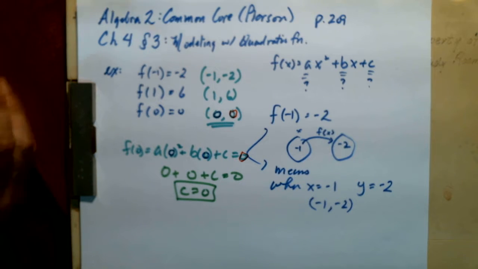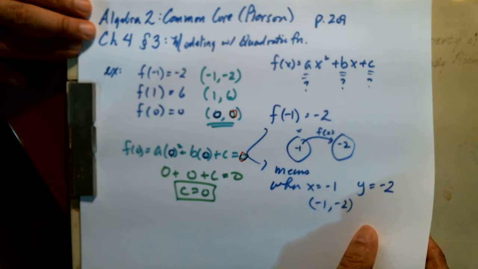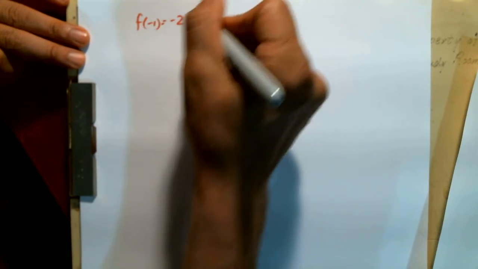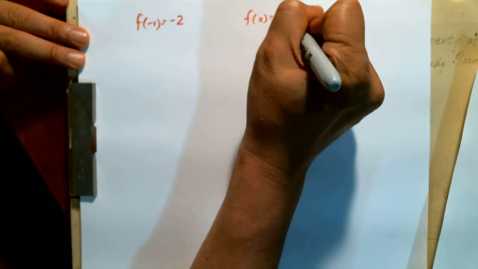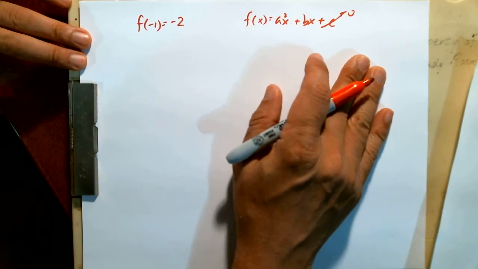Okay, so let's do another one. I'm going to use a different page to get to the second equation and the third equation. So we also have f of -1 is equal to -2. We start out with f of x is equal to ax squared plus bx plus c. But we know our c value is 0 right there.